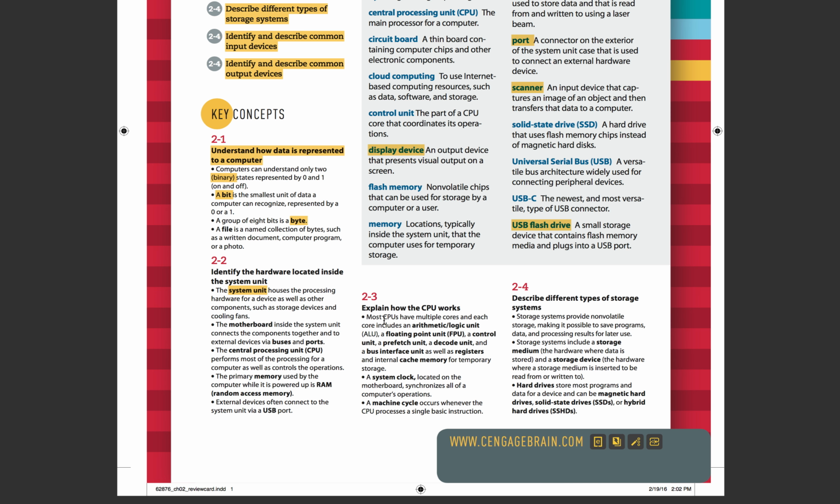2-3 explain how the CPU works. So most CPUs have multiple cores, and each core includes an arithmetic logical unit, and then a floating point unit, and a control unit, and a prefetch unit, and a decode unit.